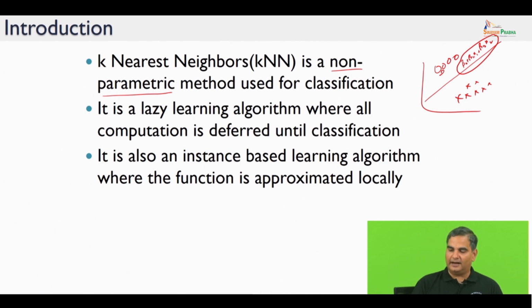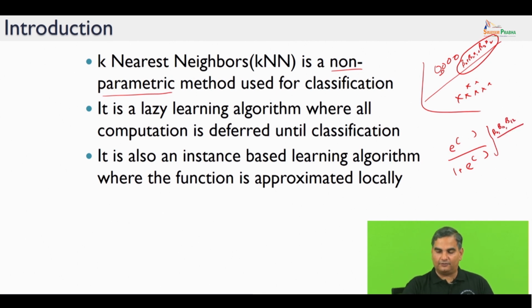So, remember we had e power this term divided by 1 plus e power this term right here. So, this function is actually a function of beta naught, beta 11 and beta 12. These are all parameters that have already been derived out of this data, and any time a new test data comes in, it is sent through this function and then you make a prediction. So, this is a parametric method because parameters have been derived from the data.